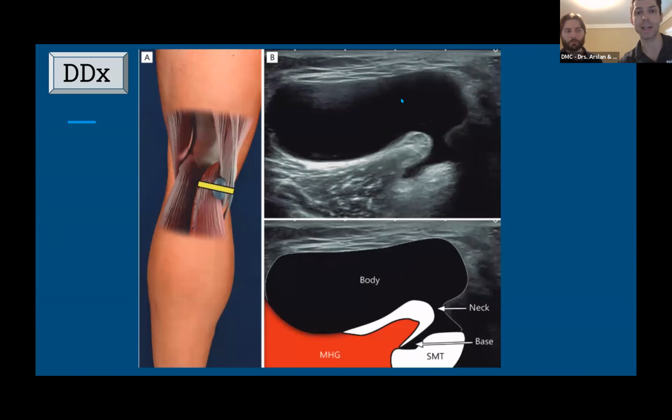We could see the body over here, and the key feature is visualizing this neck. This neck is a direct communication with the joint space. If this neck is not visualized, you have to consider other differentials like an aneurysm, a ganglion cyst, a schwannoma. So to make the diagnosis of the Baker's cyst, this is pretty important to see.